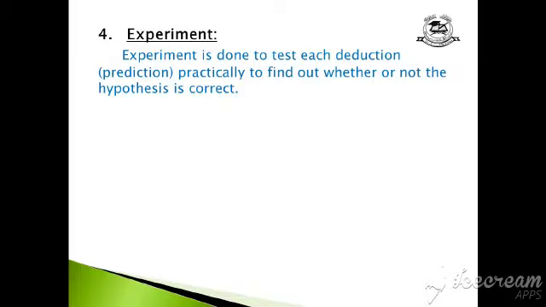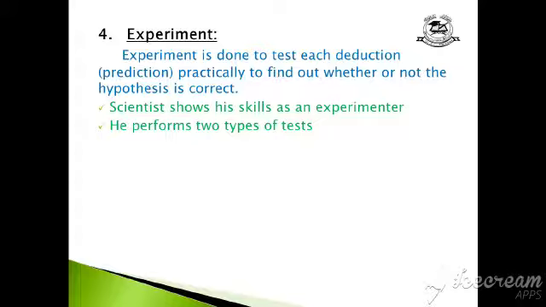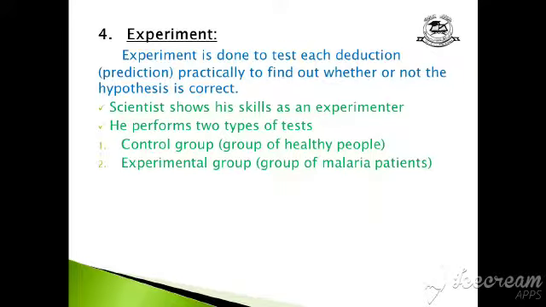Now an experiment will be done to test the prediction and also the hypothesis. An experiment is done to test each deduction, each prediction, practically, to find out whether or not the hypothesis is correct. The scientist shows his skills as an experimenter. He performs 2 types of tests: control group and experimental group. Control group means a group of healthy people. There should not be any plasmodium in people that are healthy. And experimental group is a group of malaria patients.